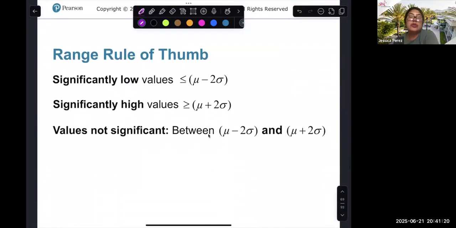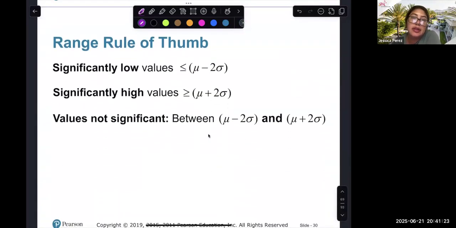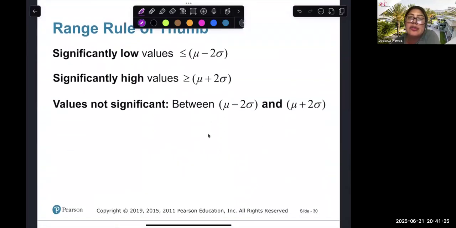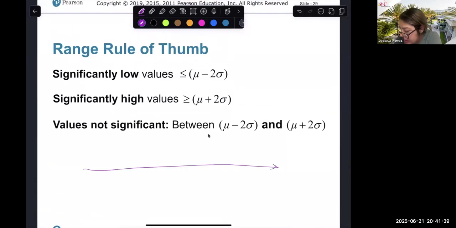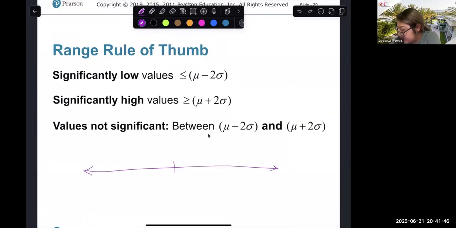Now we have the range rule of thumb that says significantly low values are values less than or equal to mu minus 2 times the standard deviation. High values would be a value greater than or equal to the mean plus 2 times the standard deviation. And there are no significant values when you are between. So for example, here we have mu, the mean. We have the mean minus 2 sigma, and mu plus 2 sigma.